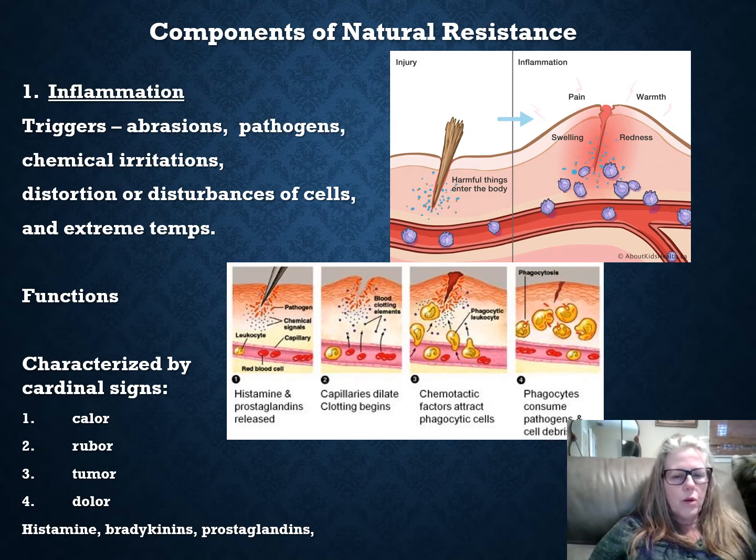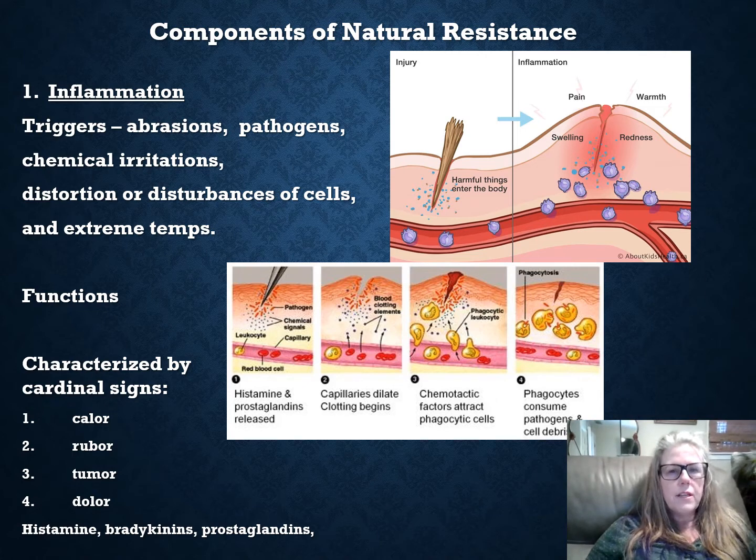Now, the words that I have at the very bottom of the slide, histamine, bradykinins, prostaglandins, these are words that you're going to hear from me even later on in the semester. These terms are molecules in the body that will increase inflammation. So histamine, when it's released, will increase inflammation. Bradykinins increase inflammation, as do prostaglandins. They help to regulate the inflammatory response.